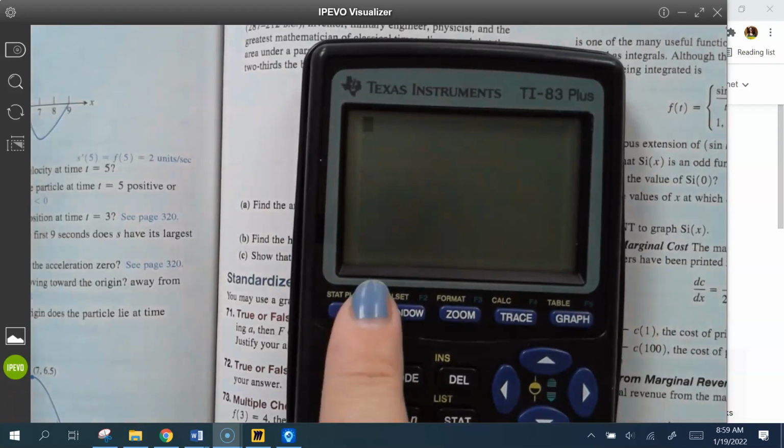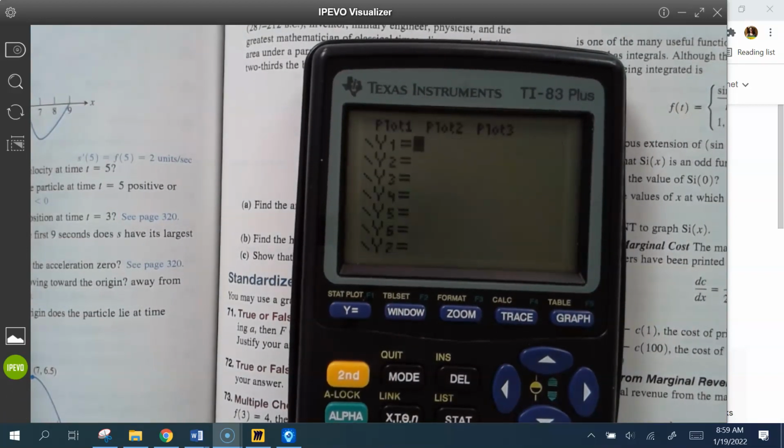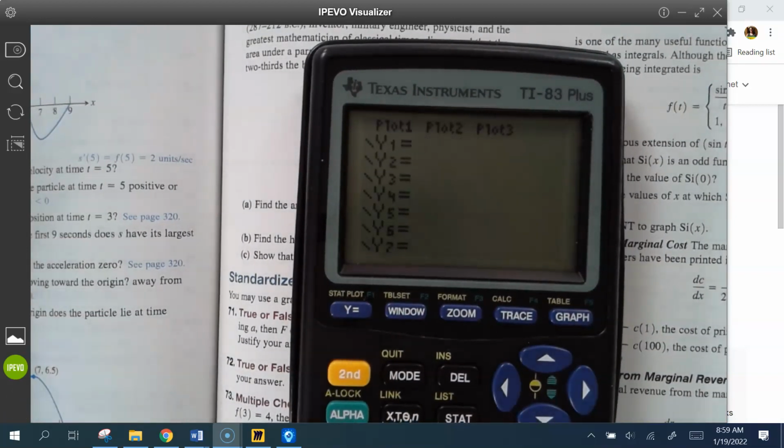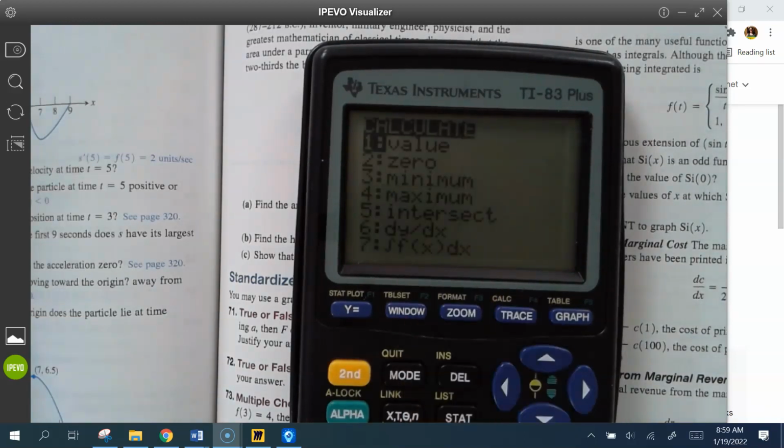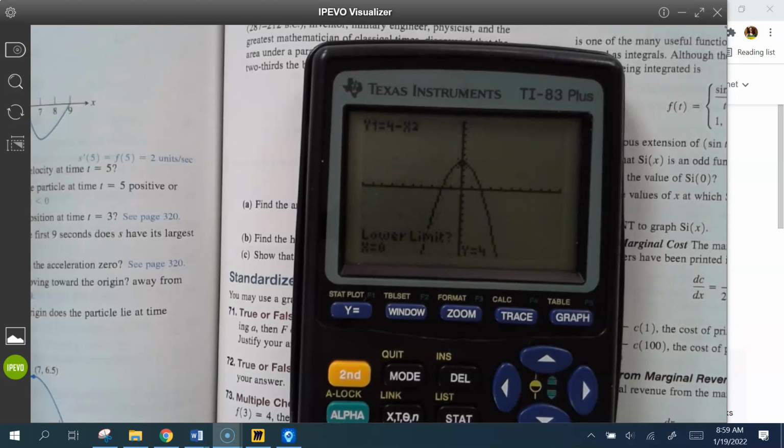I am going to put in y equals that equation. What was it? 4 minus x squared? Calculate. Look at number 7. Let's say that I knew it crossed over at 3, right? Isn't that where we said at 3? Lower limit, I'm going to go from 0 to 3. I'm going to find that area. Watch, it even shades it for you.